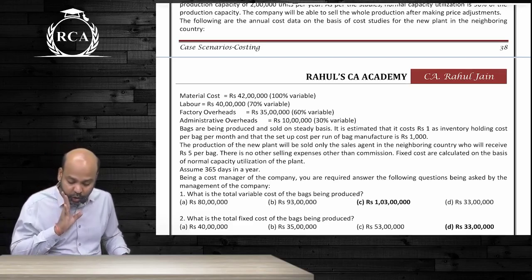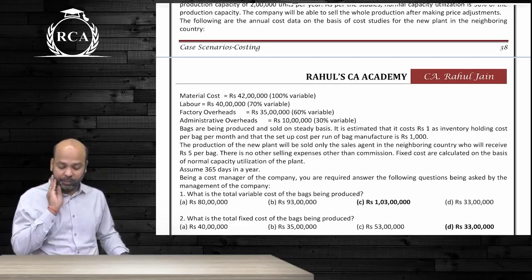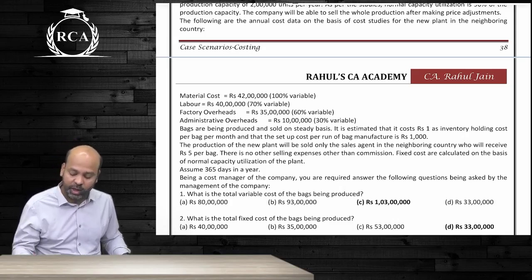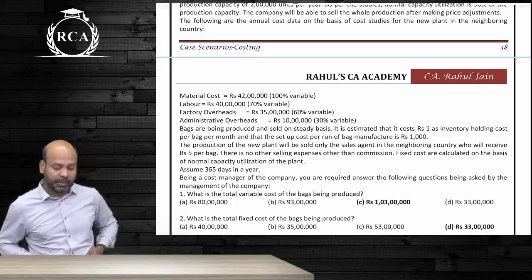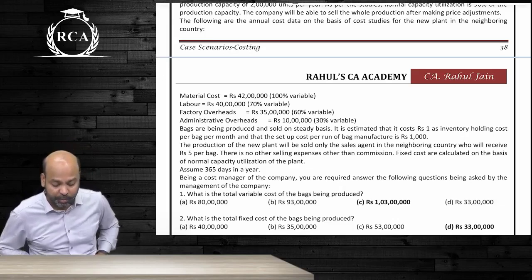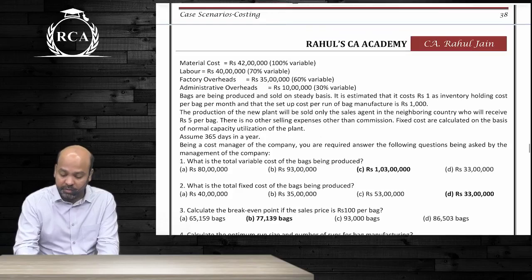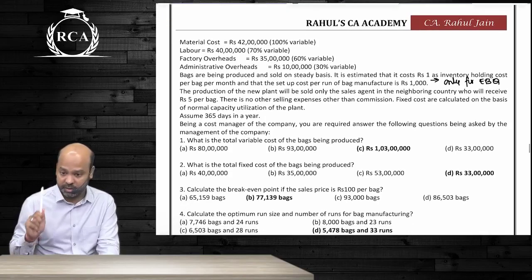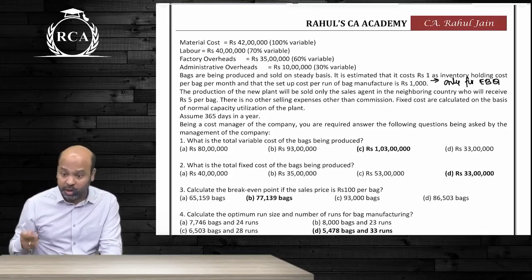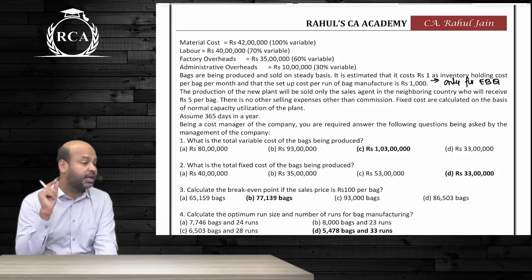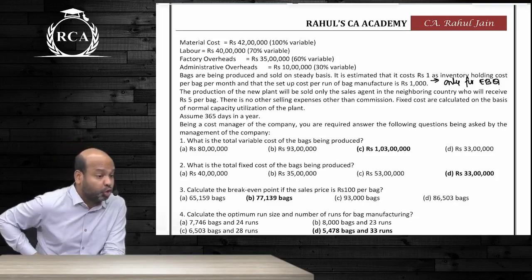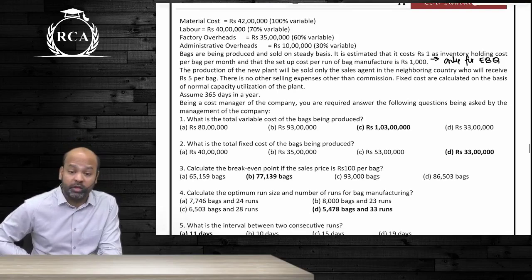Bags are being produced and sold on steady basis. It is estimated that it costs 1 rupee as inventory holding cost per bag per month, and that the setup cost per run of bag manufacture is 1000. Whenever they give information like this, better it is only for EBQ. Please do not include this in your cost statement anywhere. ये पहले बेटा वो बॉटल्स वाले क्वेश्चन में भी बोला था मैं, इंफॉर्मेशन लाइक दिस विल ओनली बी फॉर EBQ. डू नॉट इंक्लूड इन योर कॉस्ट स्टेटमेंट.